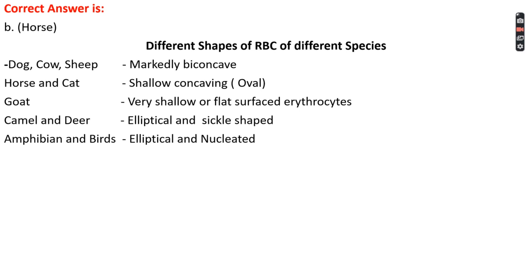The shape of RBCs differs in different species. In the case of dog, cow, and sheep, they are markedly biconcave in shape. Horse and cat have shallow concave, oval-shaped cells. In the case of goat, the erythrocytes have a very shallow or flat surface. Camel and deer have elliptical and sickle-shaped cells. In the case of amphibians and birds, they are elliptical and nucleated.